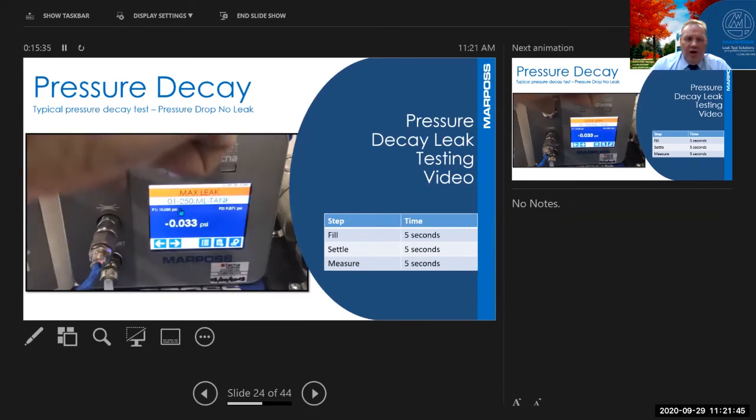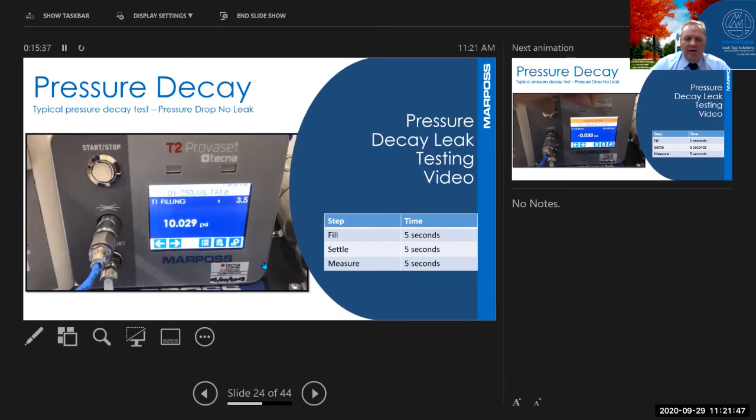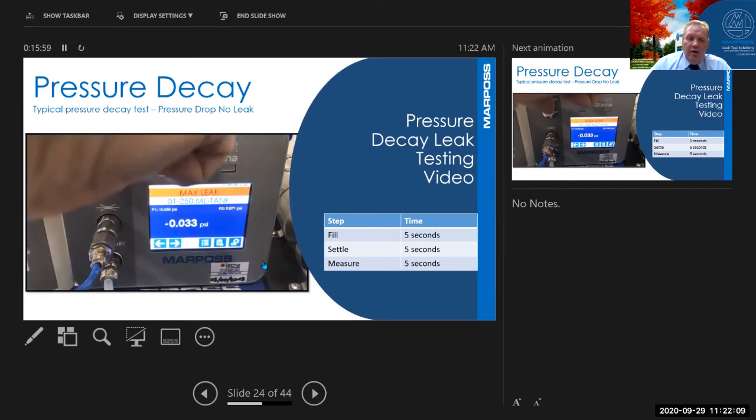Now we go to our pressure drop with no leak and look at the pressure decay on this. We're going to fill the part up. We're settling, but you still see that drop there? That's really the adiabatic. That's not caused by the leak. That drop that we're seeing during the settle and the measure right now, this is really the adiabatic effect. So it does look like it's leaking, but it's really just the adiabatic, okay?